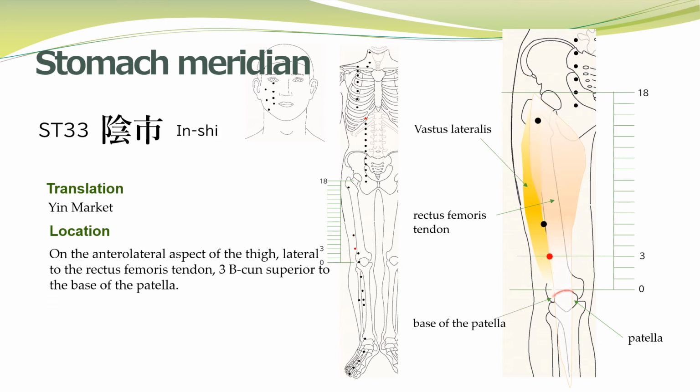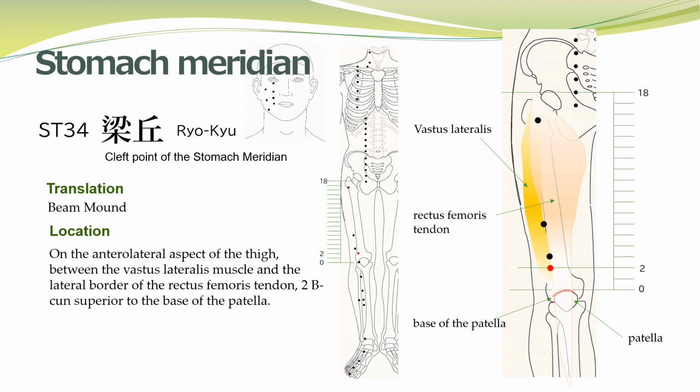ST33. Yin market. On the anterolateral aspect of the thigh, lateral to the rectus femoris tendon, 3 fcun superior to the base of the patella. ST34. Beam mound. On the anterolateral aspect of the thigh, between the vastus lateralis muscle and the lateral border of the rectus femoris tendon, 2 fcun superior to the base of the patella.